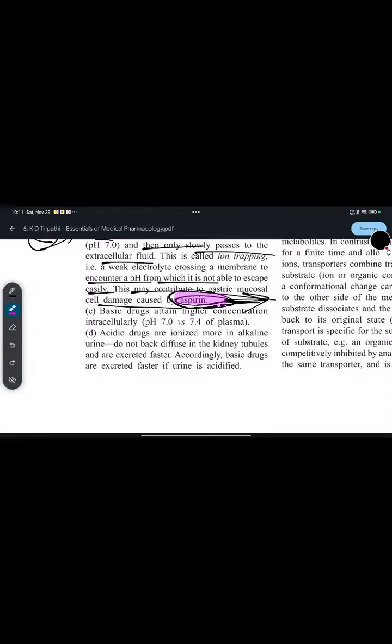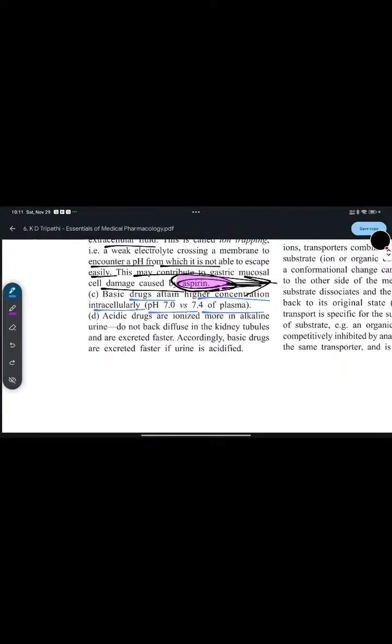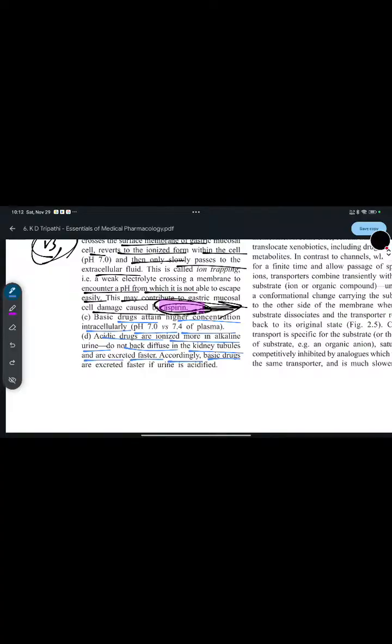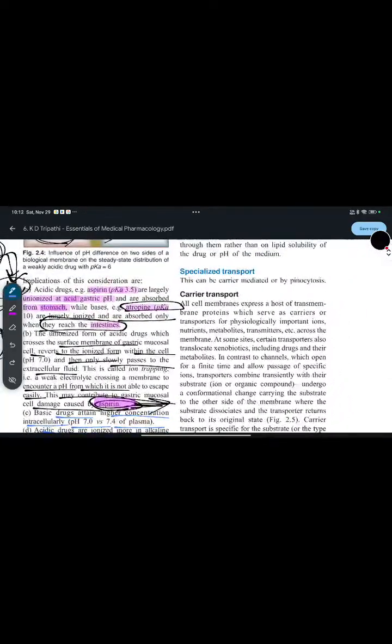Okay. Next, basic drug. Basic drugs attain higher concentration intracellularly at pH 7 compared to pH 7.4 of plasma. Acidic drugs are ionized more in alkaline urine, do not back diffuse in the kidney tubules, and are excreted faster. Accordingly, basic drugs are excreted faster in urine as it is acidified.